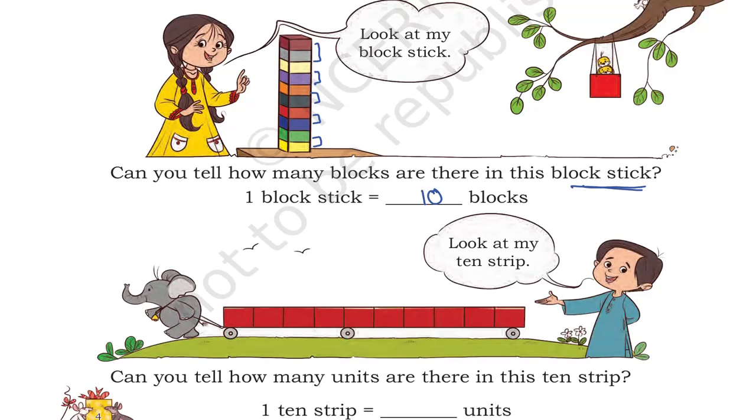You can also count like, okay, I have 4, 4 plus 4, and then we are going to have 2 at the end. So 4 plus 4 is 8 plus 2. Anyway, just make the groups and go ahead and count them. So it makes one block stick with 10 blocks in it. Next question.